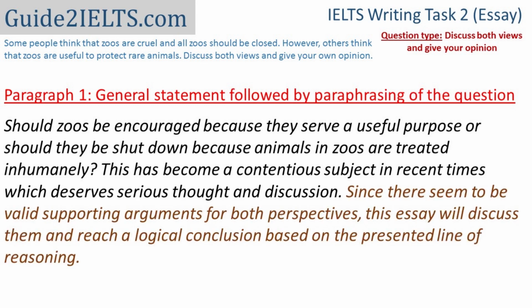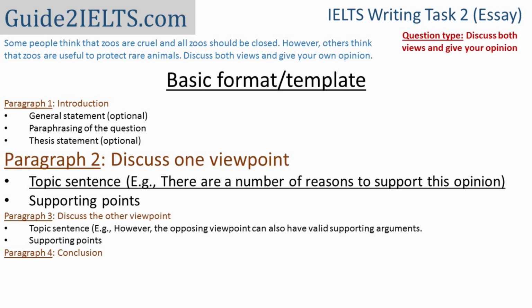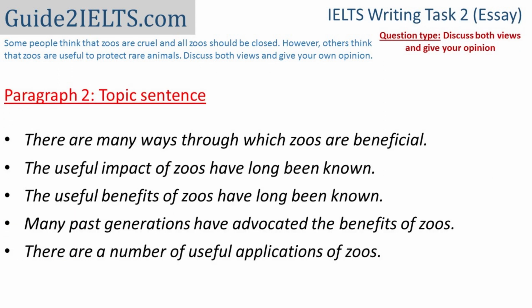Followed by the introduction, in the first paragraph itself, we can write a statement like, since there seem to be valid supporting arguments for both perspectives, this essay will discuss them and reach a logical conclusion based on the presented line of reasoning. Now we start with the second paragraph. The first sentence would be the topic sentence which mentions which viewpoint we'll be discussing in this paragraph. Once again, there are multiple ways we could write the topic sentence. A few of them are on your screen. One such topic sentence is, the useful benefits of zoos have long been known.